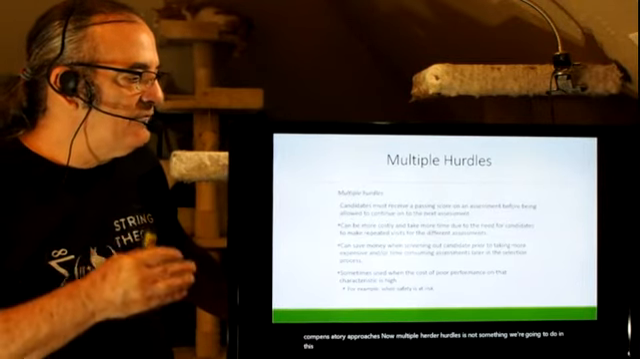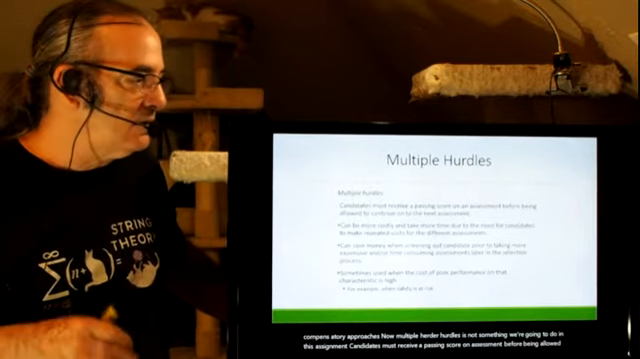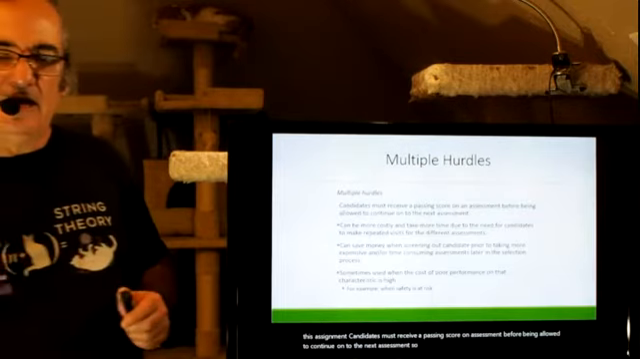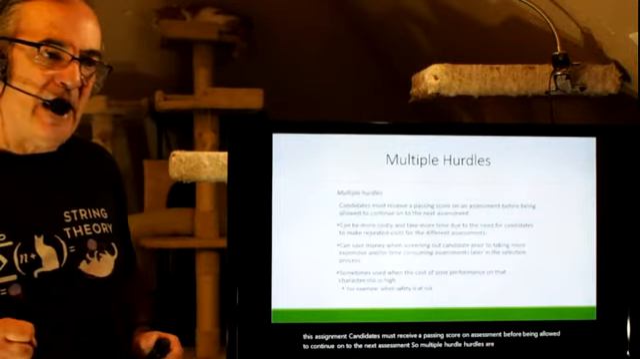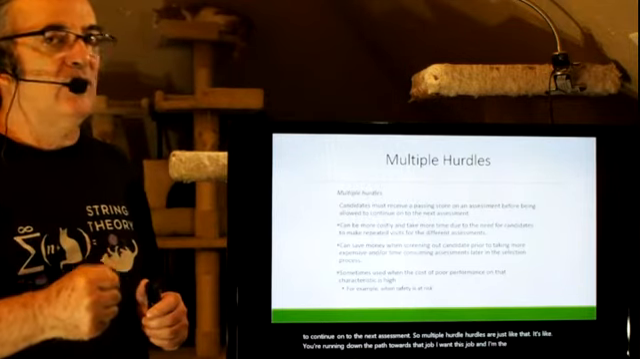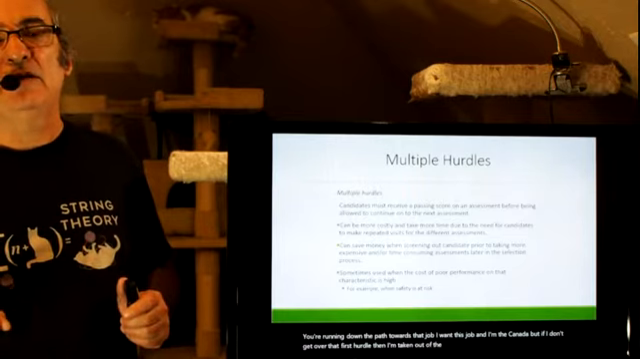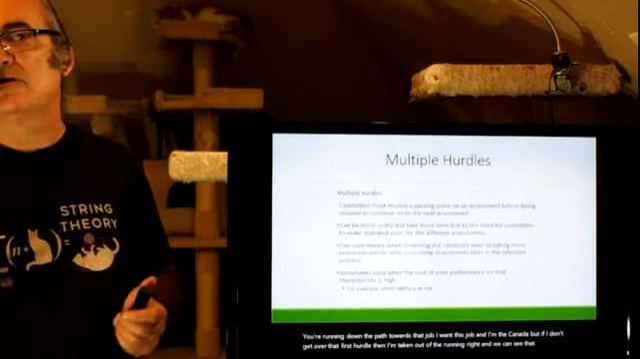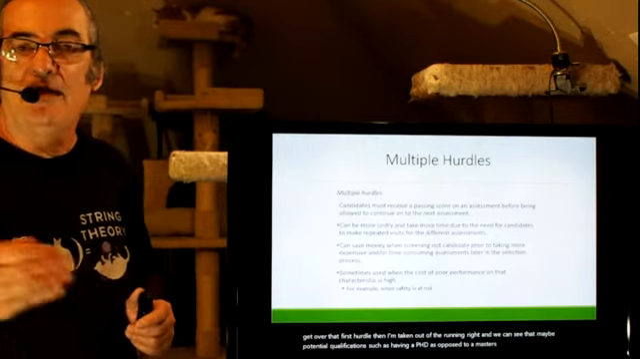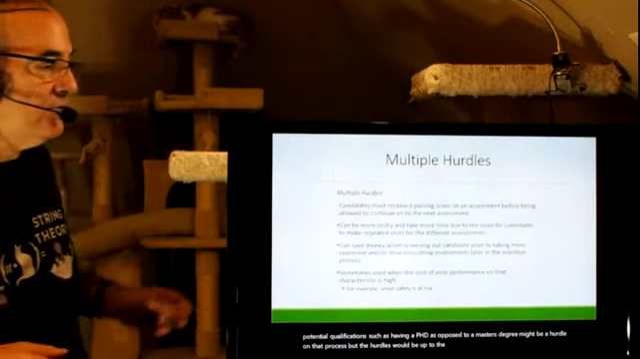Candidates must receive a passing score on assessment before being allowed to continue on to the next assessment. So multiple hurdles are just like that. It's like you're running down the path towards that job. I want this job and I'm the candidate, but if I don't get over that first hurdle, then I'm taken out of the running, right? And we can see that maybe potential qualifications such as having a PhD as opposed to a master's degree might be a hurdle on that process, but the hurdles would be up to the personnel selection folks to decide.